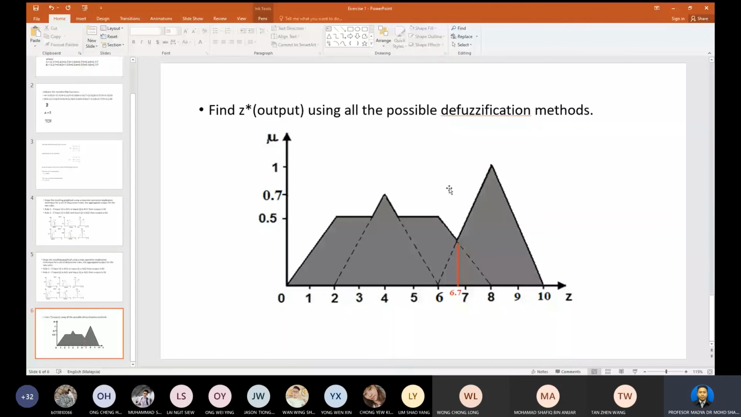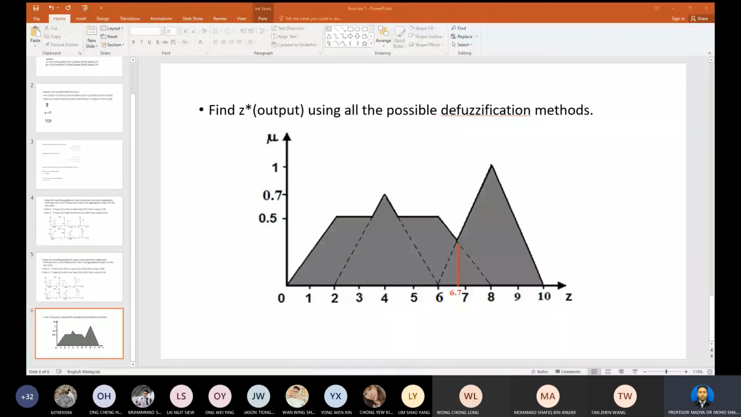To get the output, the technique is to solve the simple one first, using the max or min max, then weighted average. The last one is the center of gravity. Okay, guys, clear this one? So this is the technique for defuzzification.